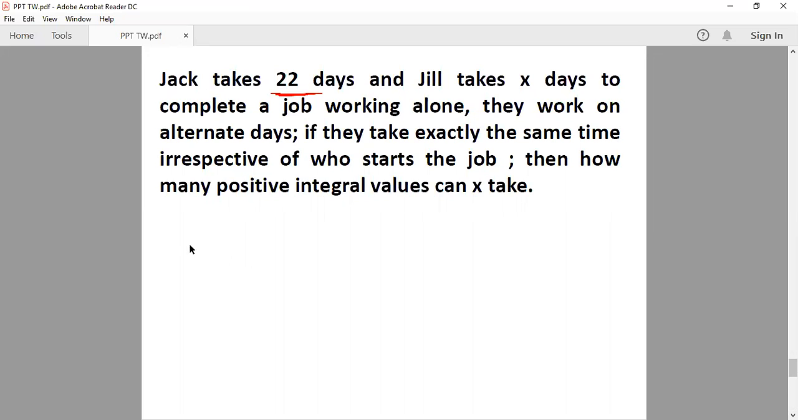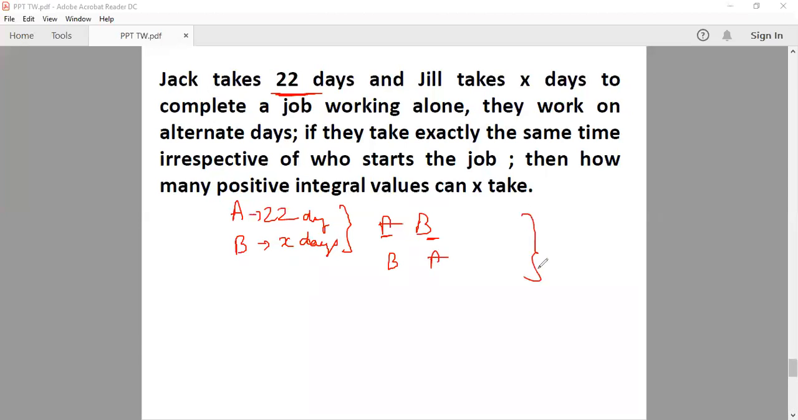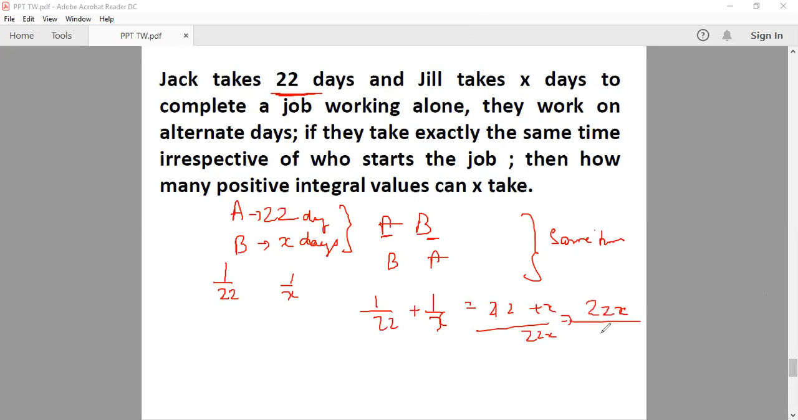See, क्वेश्चन क्या है कि A काम करता है 22 डेज में और B वही काम करता है x डेज में. और when they work alternatively, whether we start with A or B or we start with B or A, work is finished at the same time. So ultimately, if I say A is doing 1/22 work, B is doing 1/x, so together they are doing 1/22 plus 1/x, which means (22 plus x) upon 22x. So this is that work done and time is 22x upon 22 plus x.